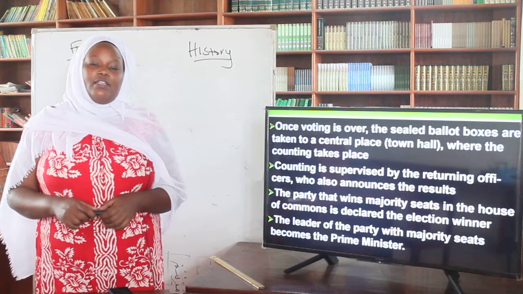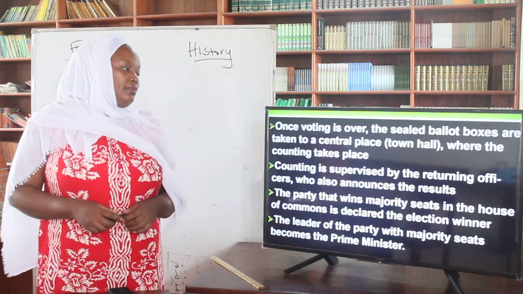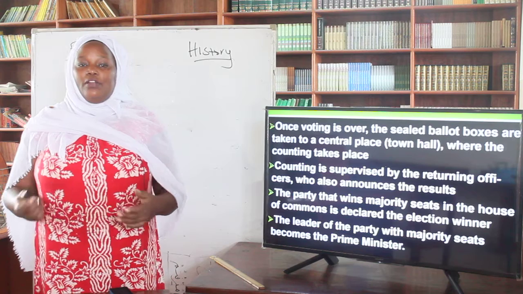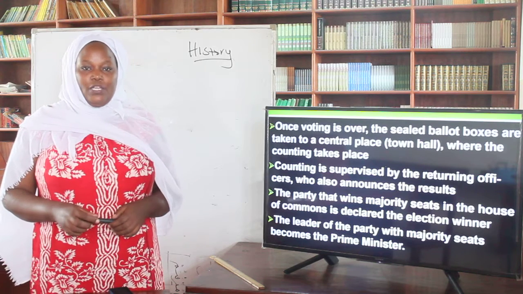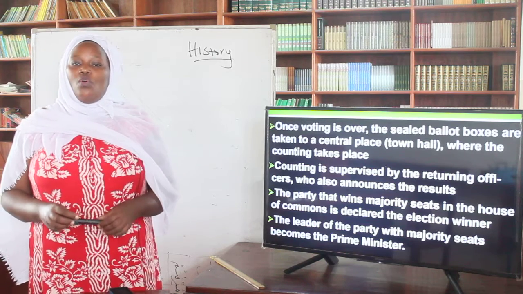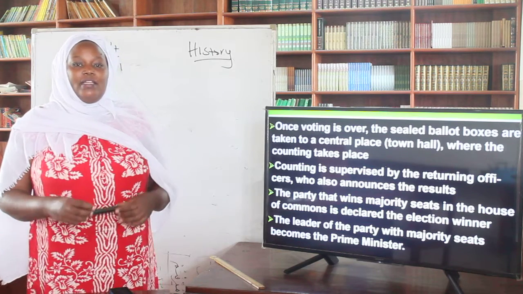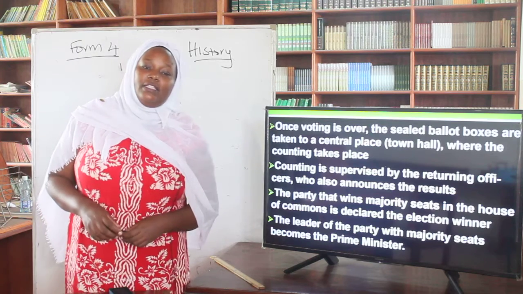You find in Kenya, we are used to the claim that the election has been stolen. But in Britain, they do it in an open manner, and accountability is of the highest order. So the counting is supervised by a returning officer who also announces the result. And in front here we have the party agent, who represents their party.